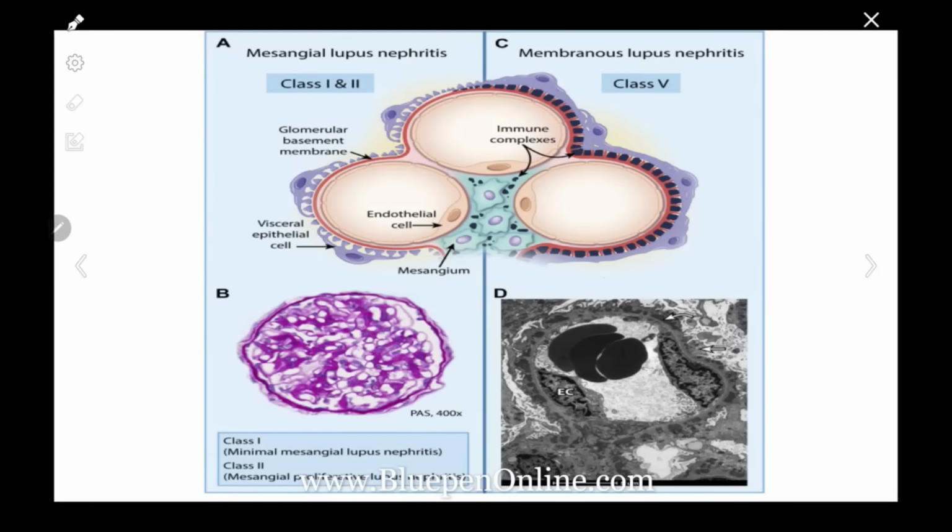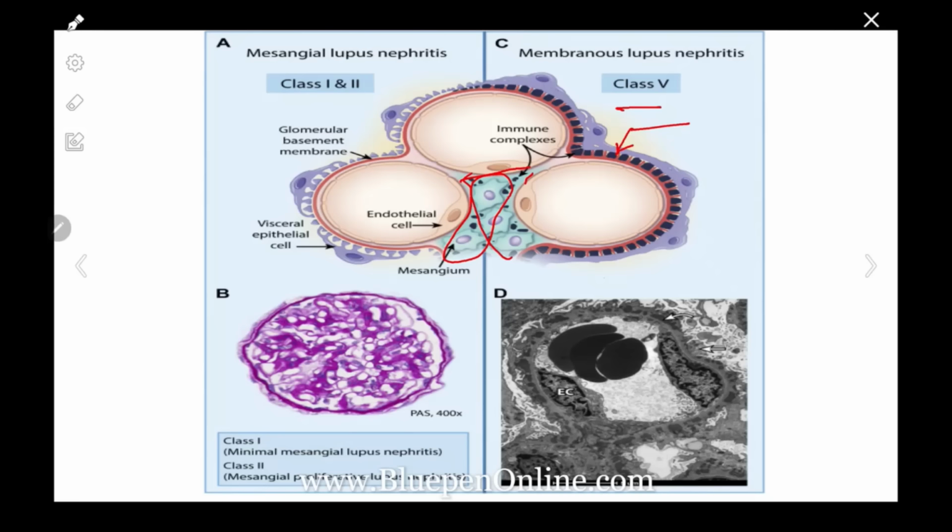We can now see the difference between class 1 and 2 and class 5. As you can notice, there are not many changes in class 1 and 2. What is remarkable in this picture is there is only some mesangial expansion in class 1 and 2. But in class 5, along with mesangial expansion, there is deposition of immune complexes in the mesangium, and you can also notice that the glomerular basement membrane has thickened and there are subendothelial deposits as well.